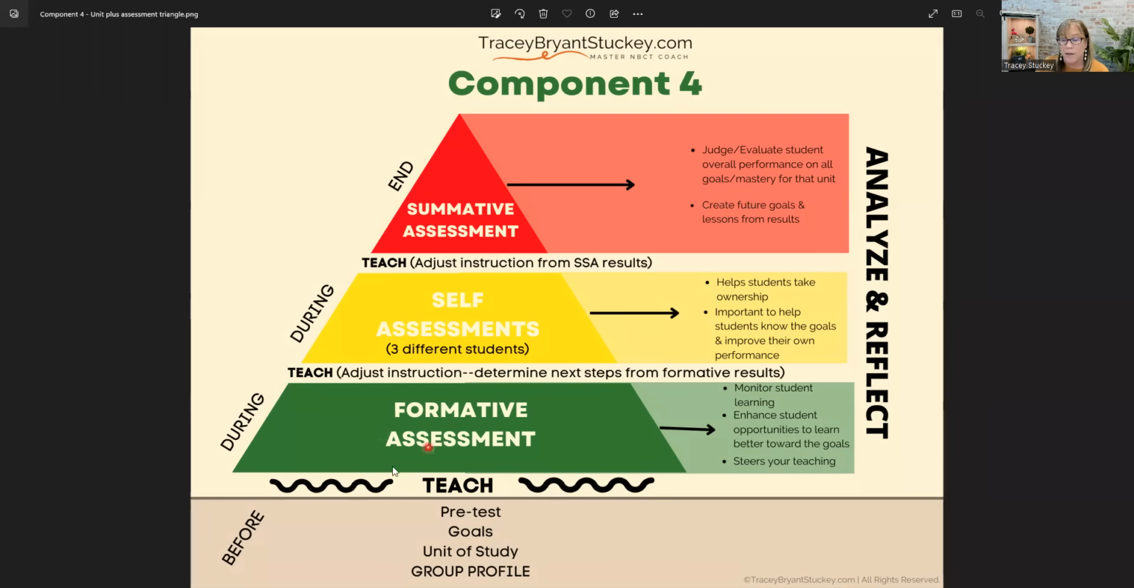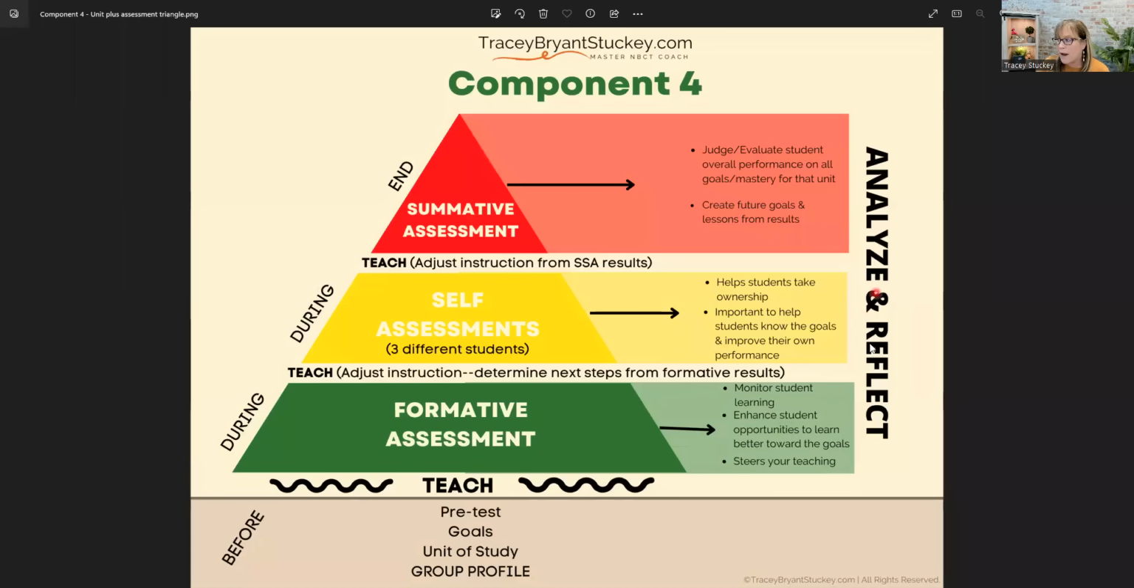You might have a couple of goals in formative, but not all, or just one goal. You might have different goals in the self-assessment, but here you're going to have all the goals because by this time we've gone through the entire unit. And also after the summative assessment, you're going to use the results of it to create future goals and lessons from those results. And so you're going to be able to talk about that.